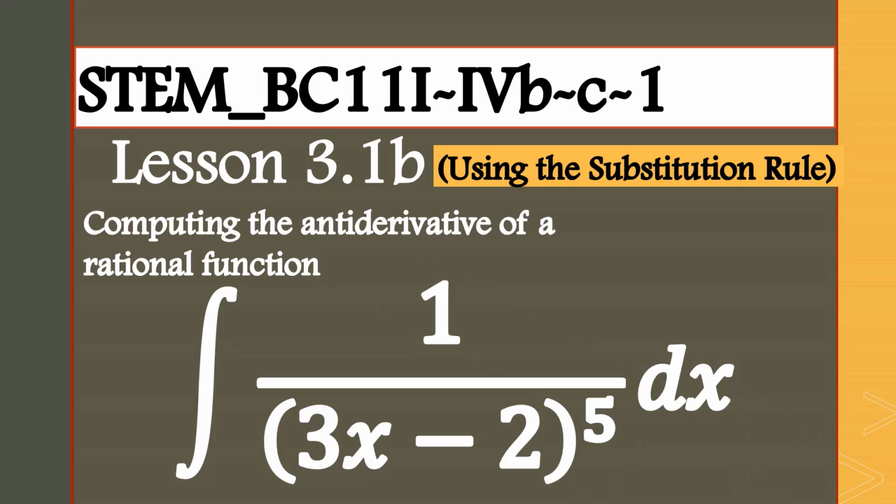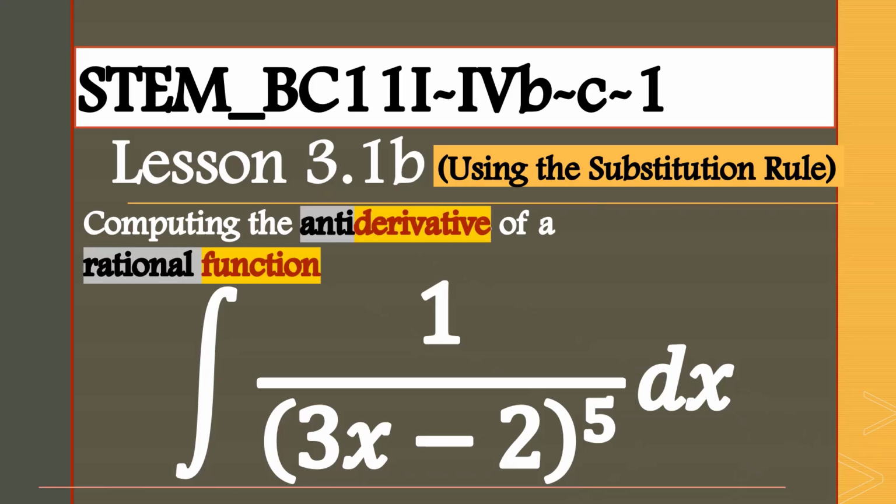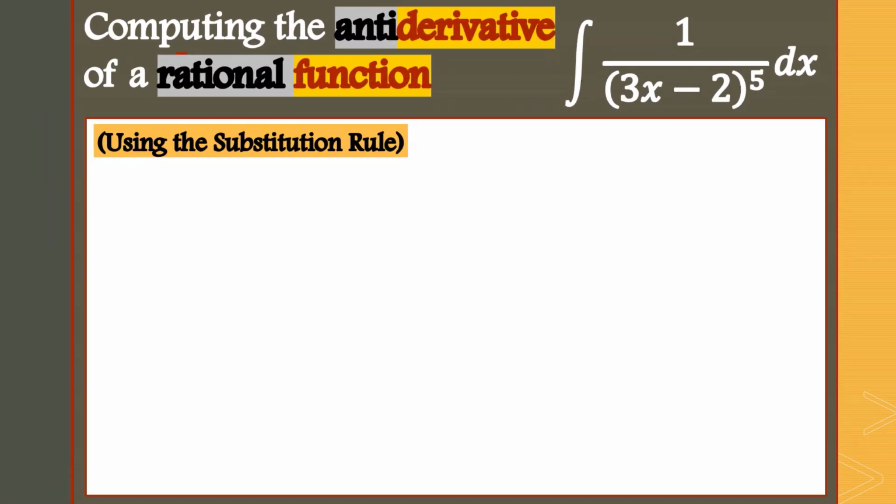Let's compute the antiderivative of this given rational function using the substitution rule. The same example here, the integral of 1 over the binomial expression (3x - 2) raised to the power of 5 dx, was already solved using the chain rule in the previous video. This time, let's try to illustrate the same and hopefully get the same result using the substitution rule.